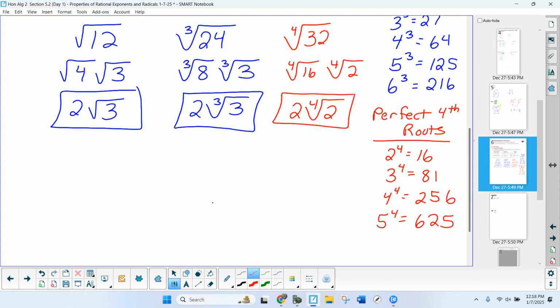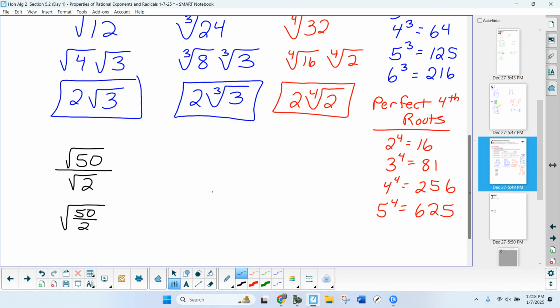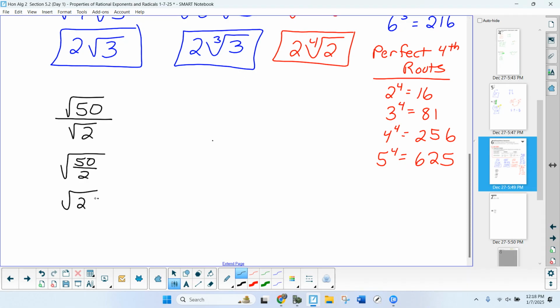So the first rule, the product property, just says we can break up any root into a product of 2 roots, just like we did square root of 12. And remember when we had square root of 50 over square root of 2? The first thing we could do is ask ourselves, can I divide 50 by 2? What's 50 divided by 2? And what's the square root of 25? Now, that's using square roots. We did that last fall.